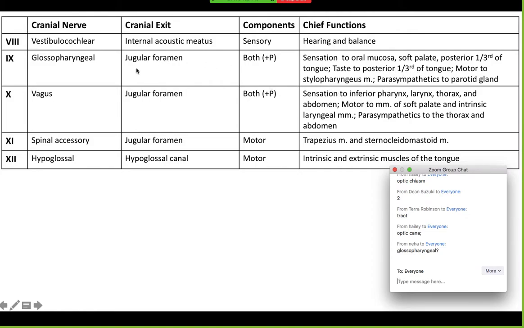And then also don't forget motor from cranial nerve 9 is only to the stylopharyngeus muscle. I want to say last year on the practical, they tagged the stylopharyngeus, and then they asked for its innervation. So kind of like a second order question.